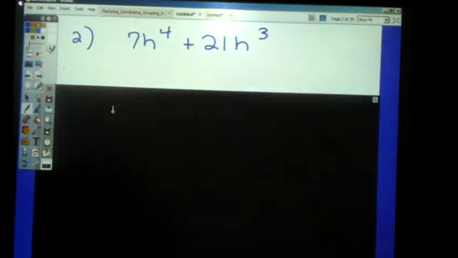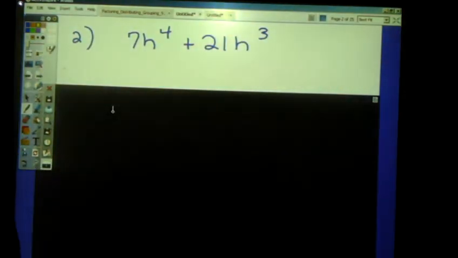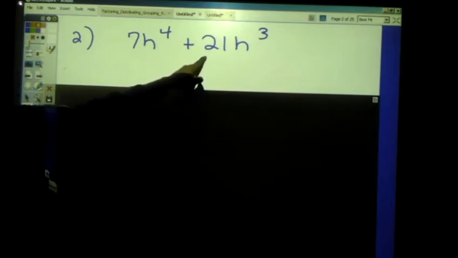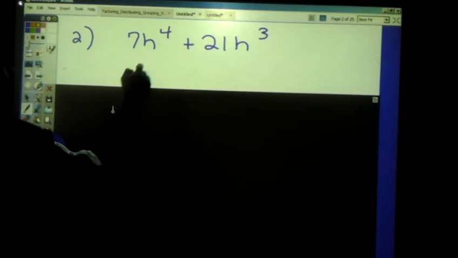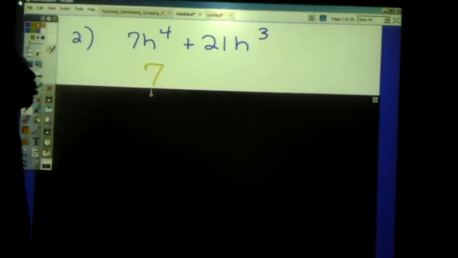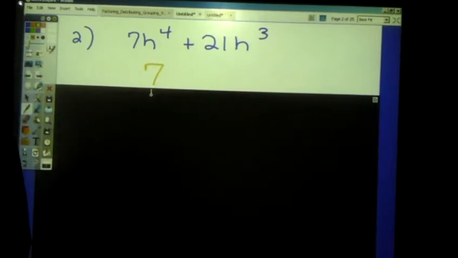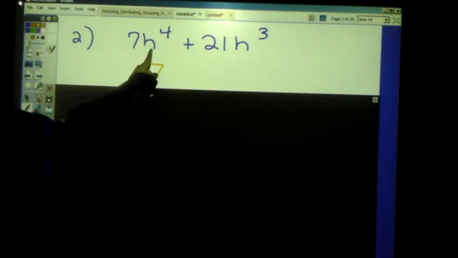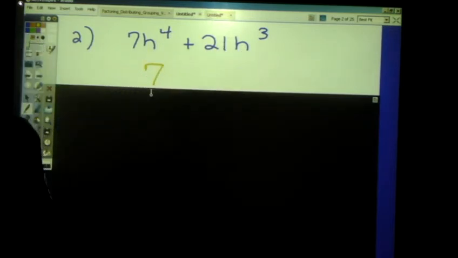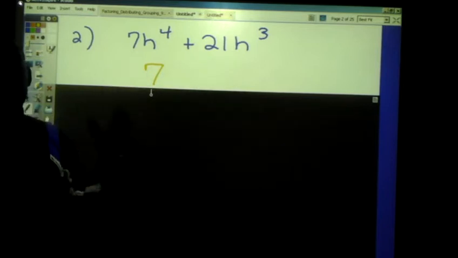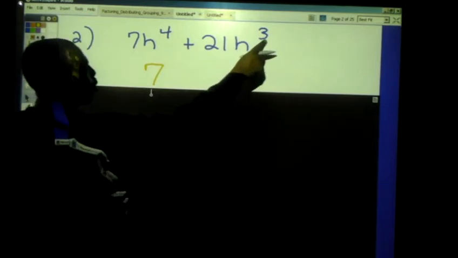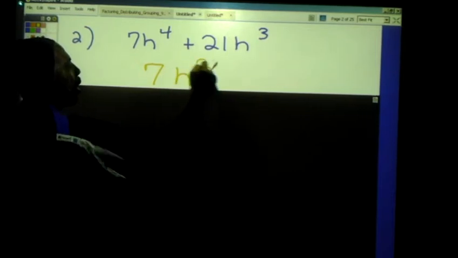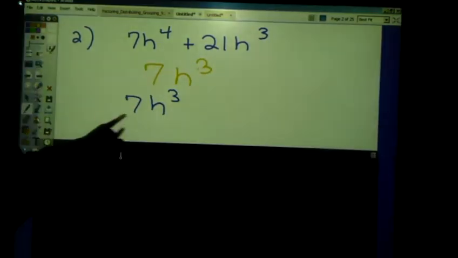Number 2, again, we find the greatest common factor of the coefficients. The largest number that divides into 7 and 21 is 7. Now, the largest variable that divides into x to the 4th and x to the 3rd is going to be the variable between these two that has the smallest exponent. H to the 3rd is the smallest exponent, so our greatest common factor is 7h to the 3rd power.